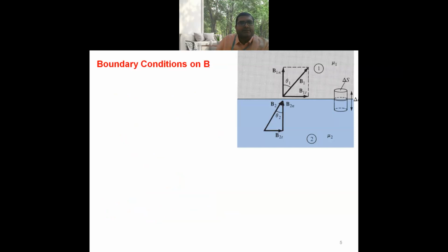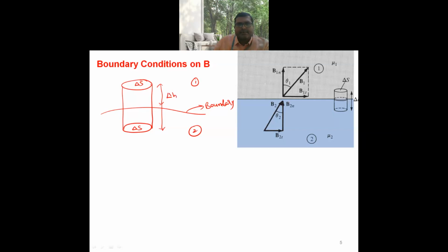Boundary conditions on B. Here, consider a cylinder on the boundary of two media. Delta S, it is the boundary. The height of the cylinder is delta H.